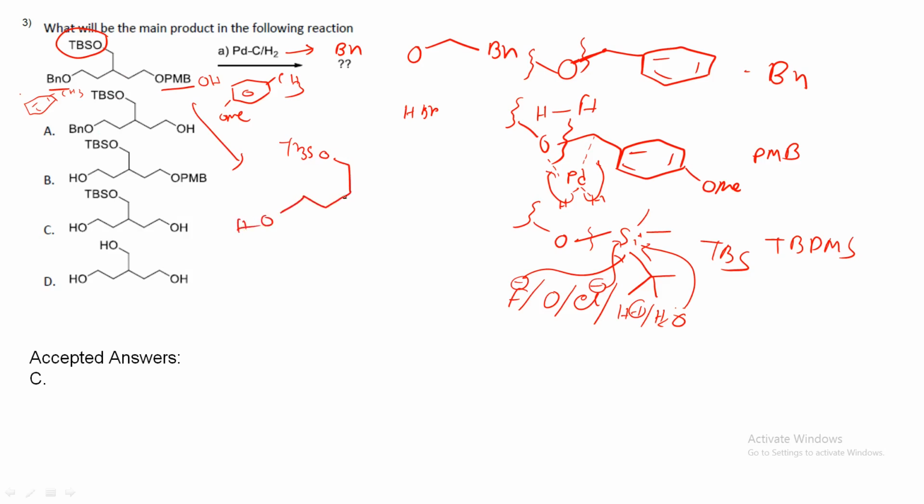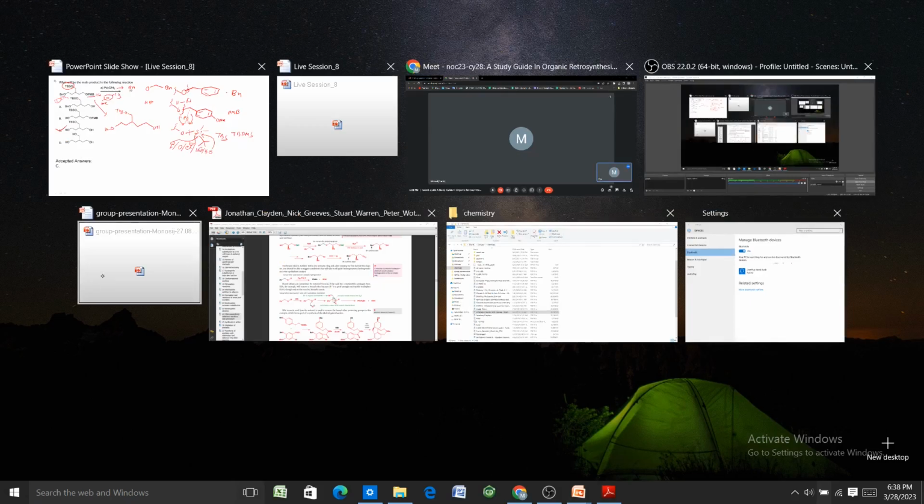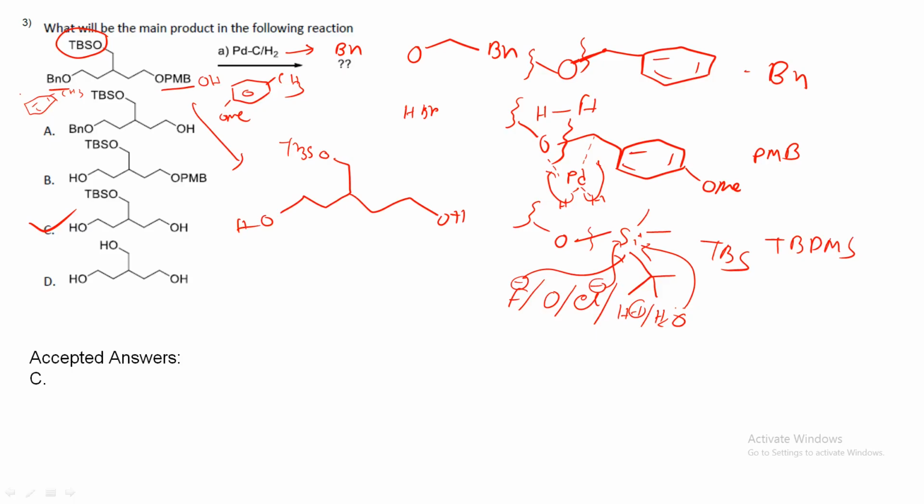Now if we check, the option with C is right, but here you can see all have to be protected, so that is not right. That one is also not right because the PMB group should be deprotected in this reaction condition. Again, OBn cannot survive this reaction condition, so C should be the right answer.